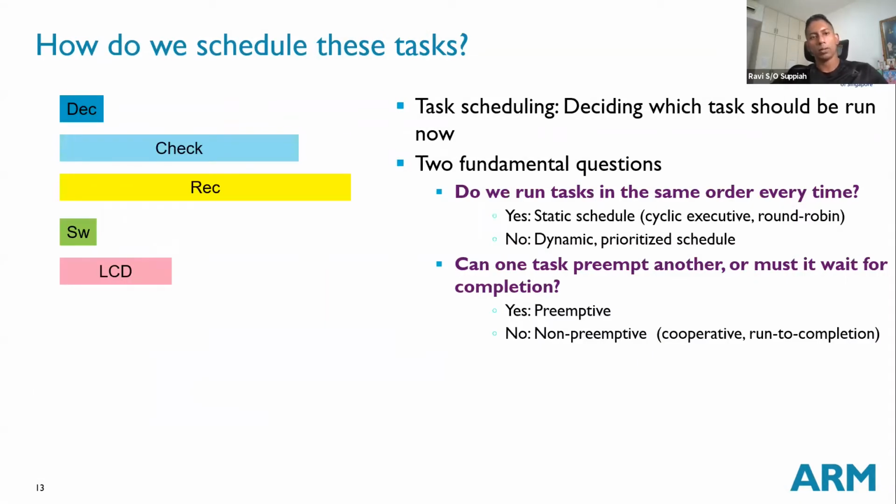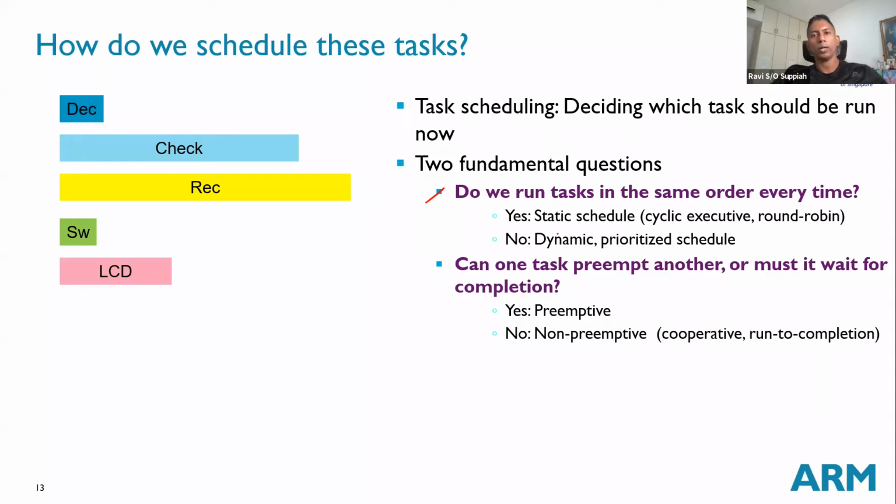Now comes the important question: how do I schedule these tasks? Because you know you need to do all these things, but how do I schedule them? What are the fundamental questions you can ask? Do we have to run the tasks in the same order every time? That means, does it have to be decode first, then check, then record, then switch, LED and LCD and so on? Or if not, can I jumble them around as and when things happen?